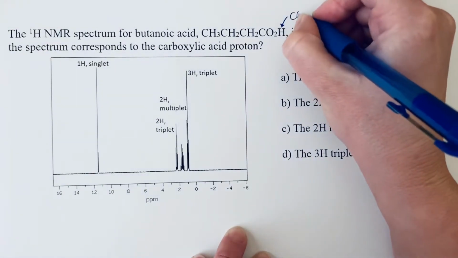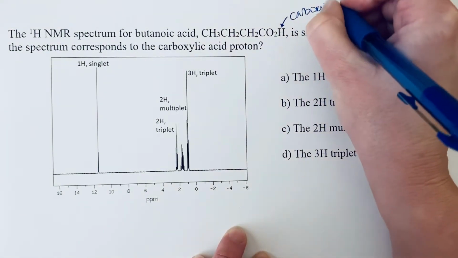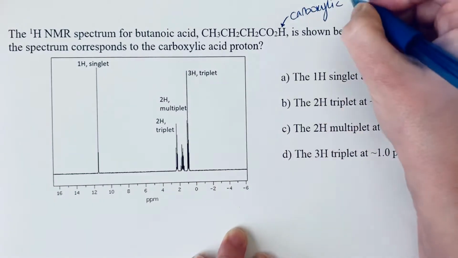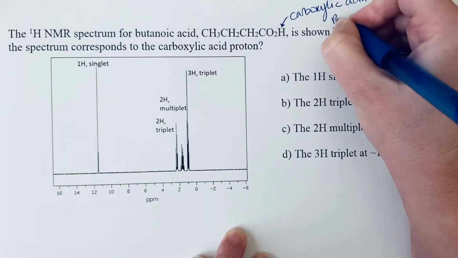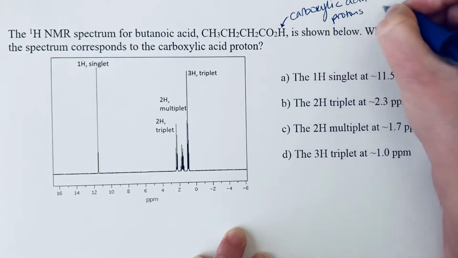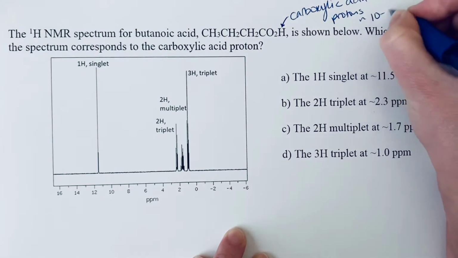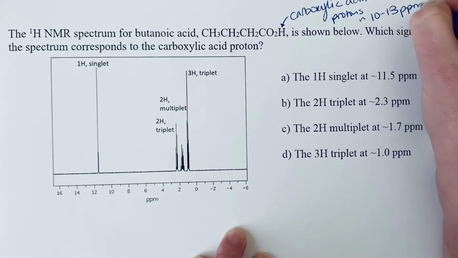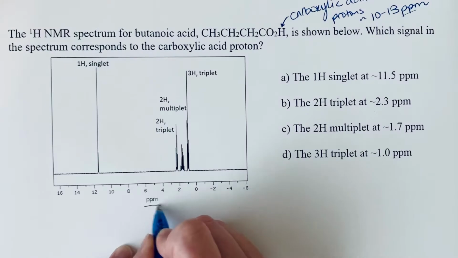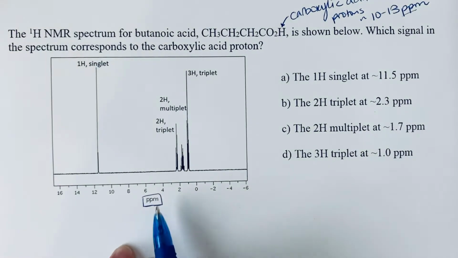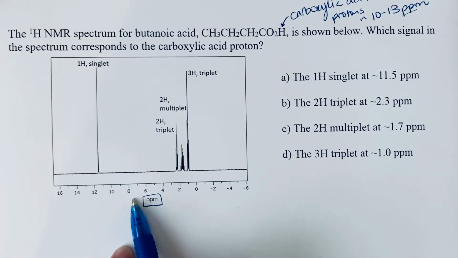And so carboxylic acid protons are usually on the high end of the spectrum. And they usually show up anywhere between approximately, say, 10 to 13 ppm. And so ppm is the scale on the bottom, parts per million. So that's measuring the shift from 0. And we often see a peak at 0 for that internal standard.